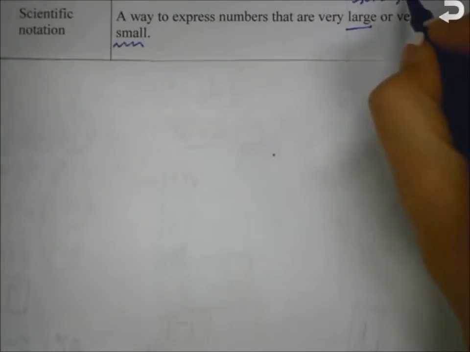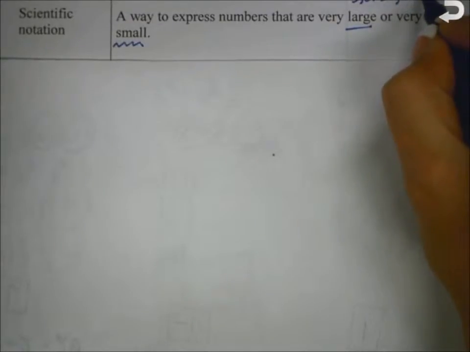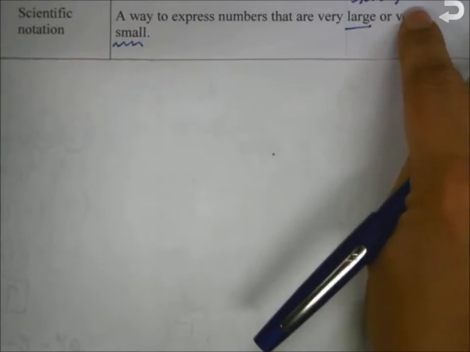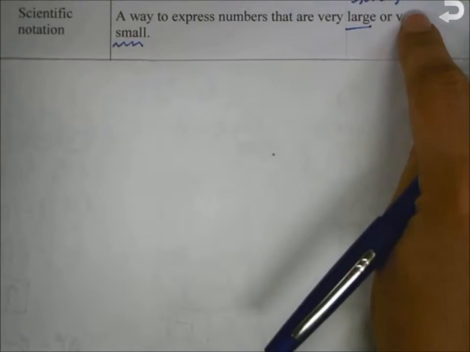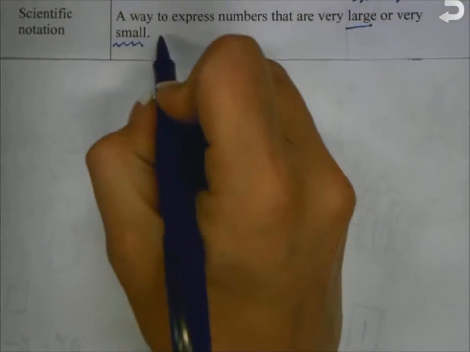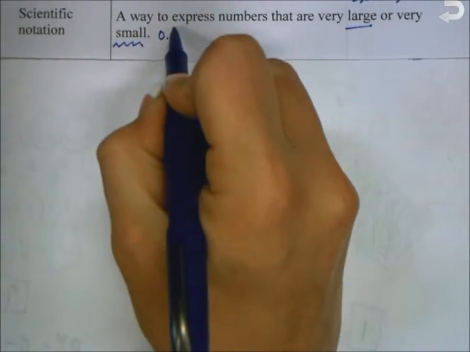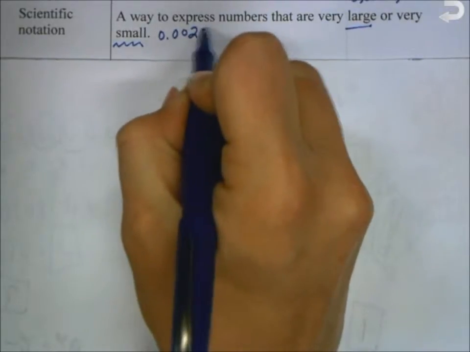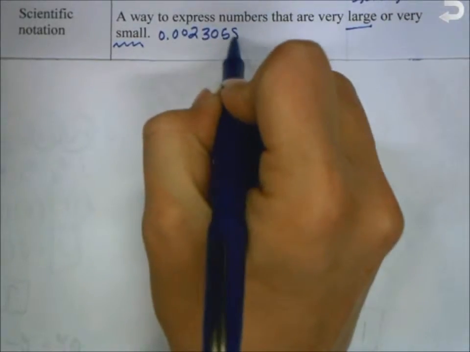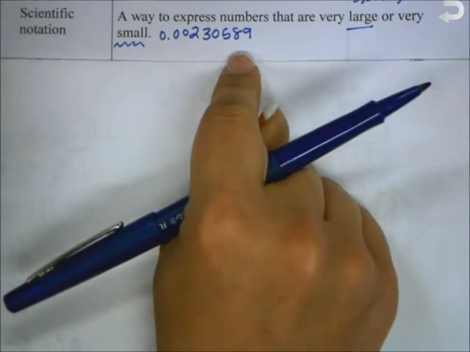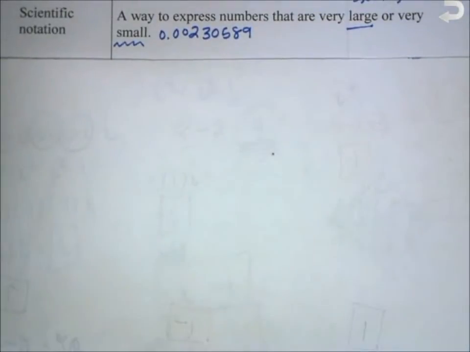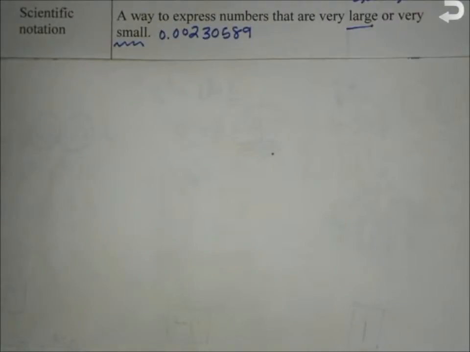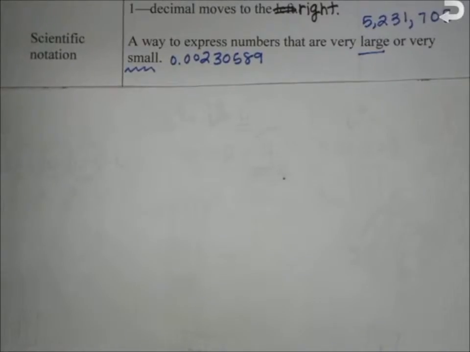So that's going to be very large numbers, something like 5,231,705. That's a very large number, right? Okay, what is a very small number? How about 0.002305889? That's really small, right? So we're going to use scientific notation to represent these numbers in an easier to manage way. Okay? So when we have scientific notation, this is what it is going to look like.